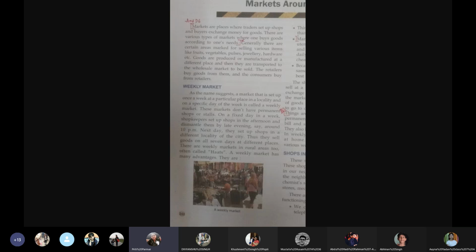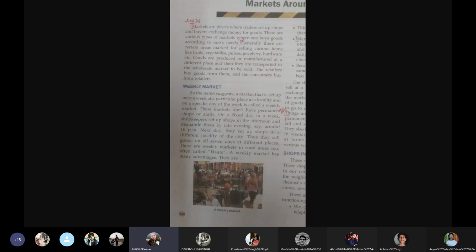They just spread out their sheets and sell things. On a fixed day in a week, shopkeepers set up shops in the afternoon and dismantle them by late evening, say around 10 p.m. Next day, they set up the shops in a different location of the city. Thus, they sell on all 7 days at different places.